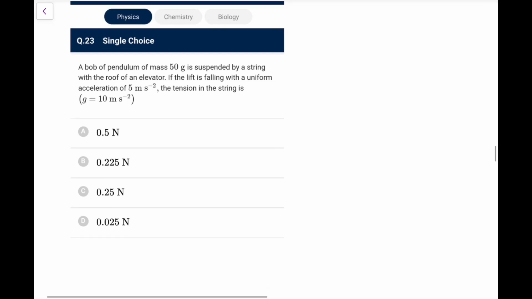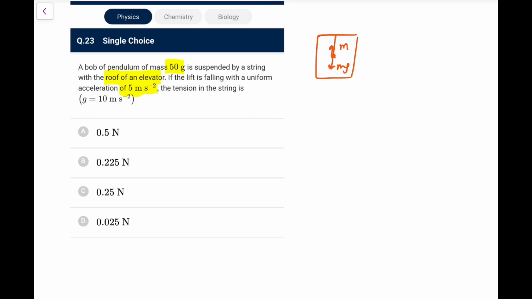A bob of pendulum of mass 50 grams is suspended by a string from the roof of an elevator. If the lift is falling with a uniform acceleration of 5, the tension is... because the lift is going down, the g factor will reduce. Or you can say, if I draw it in the frame of the lift, the pseudo force will act up.